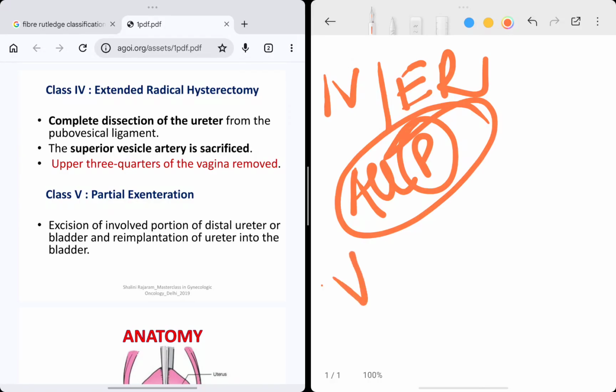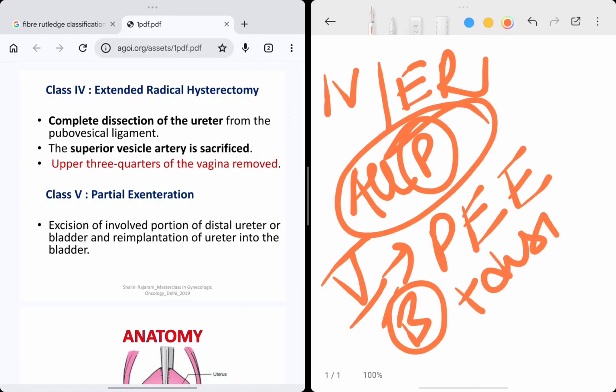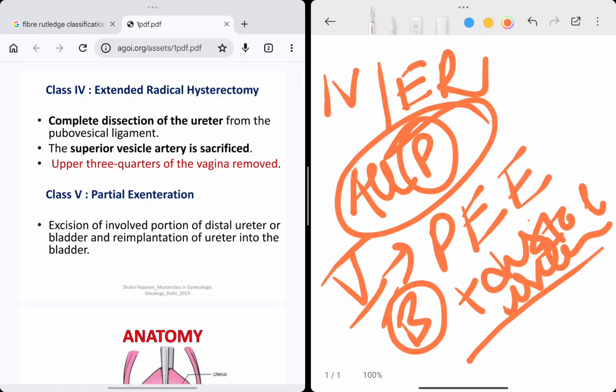Now there is type 5, which is known as the PE. PE is the pelvic exenteration surgeries. So in pelvic exenteration surgeries, the bladder mucosa is also resected. So here we also remove the bladder portion along with distal ureter, and rest is same like type 4 hysterectomy. So this is the Piver-Rutledge Smith classification.